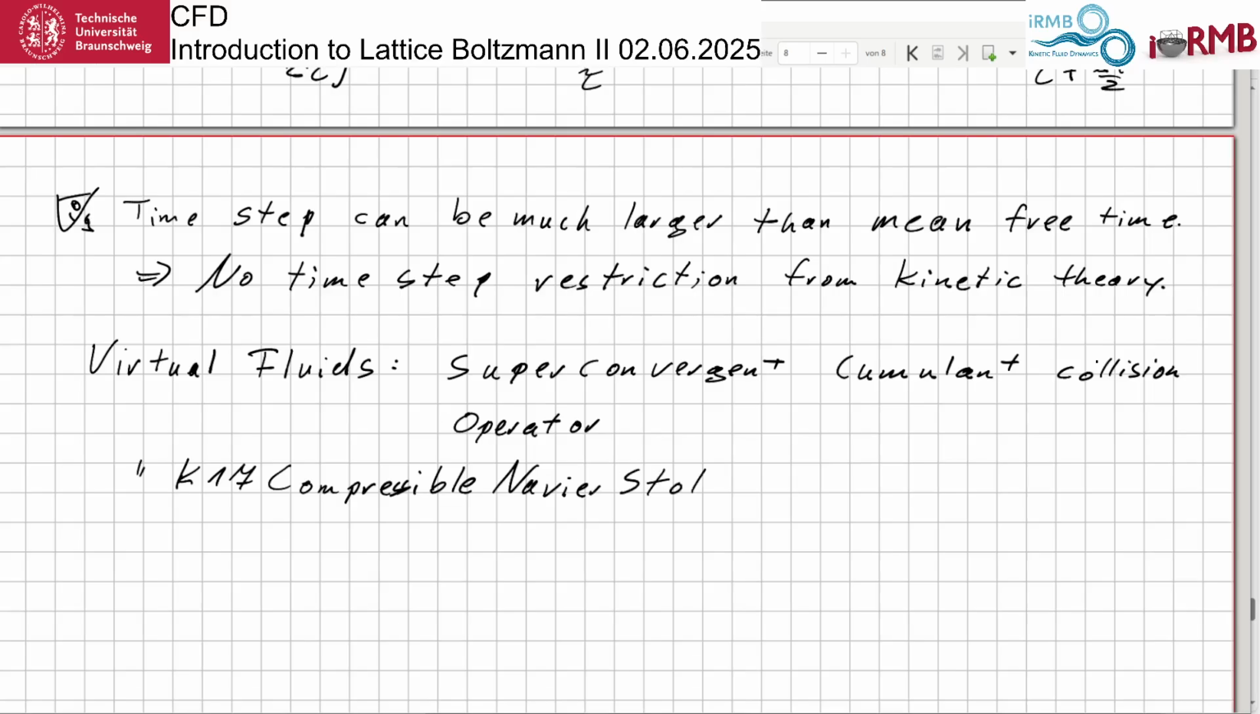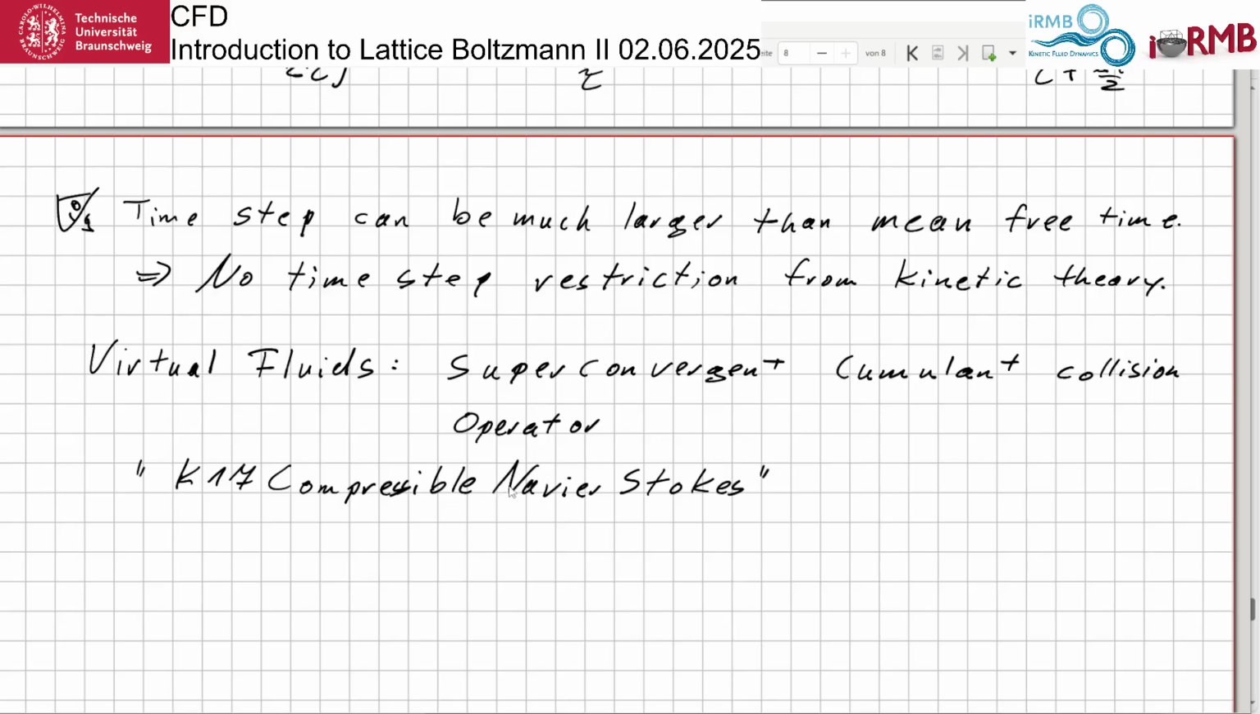Here, compressible means weakly compressible, so it's not the really compressible Navier-Stokes. It just means that pressure and density are coupled, so that density is not constant. So if we have flow coming together in one area, then the density will increase. As a little bit of a simplification.